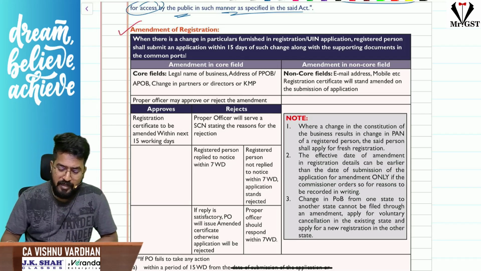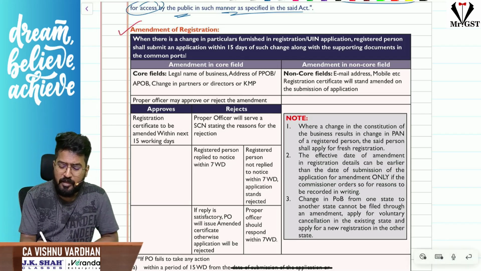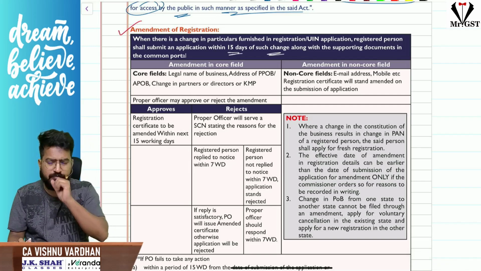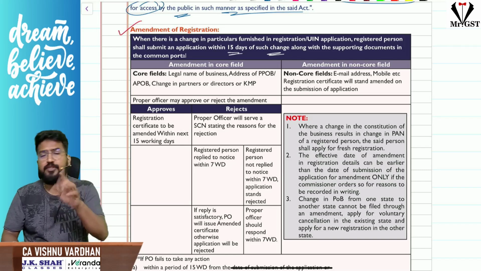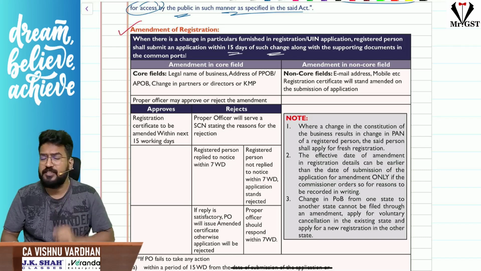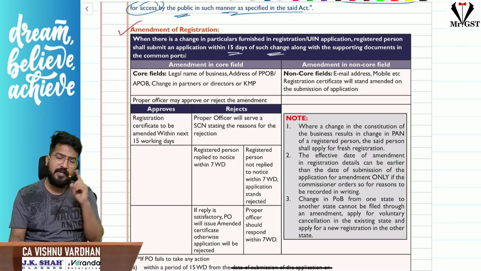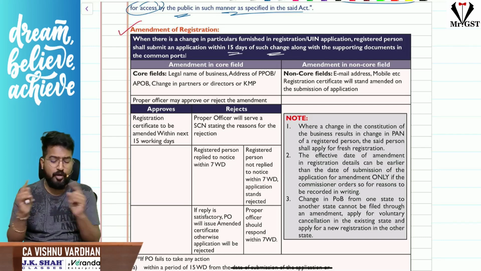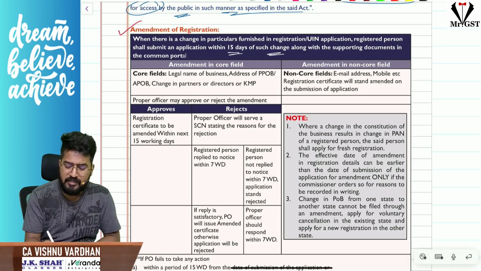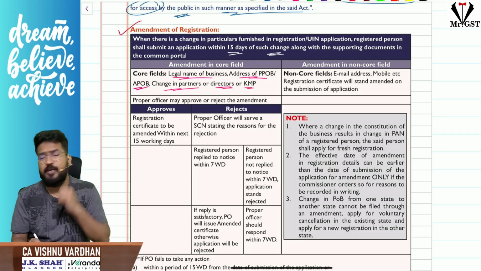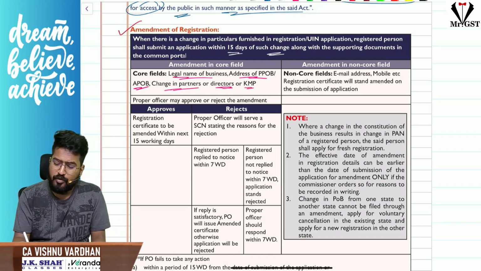When should we apply for amendment? Within 15 days of the change, you should apply for the amendment in the registration certificate. Now there are two things actually. Amendment may be in the core field area, or in the non-core field area. Core field area means the legal name of the business, the address of the principal place of business or additional place of business, or a change in partners, directors or any other key managerial personnel. Non-core fields are, for example, email address and mobile number.